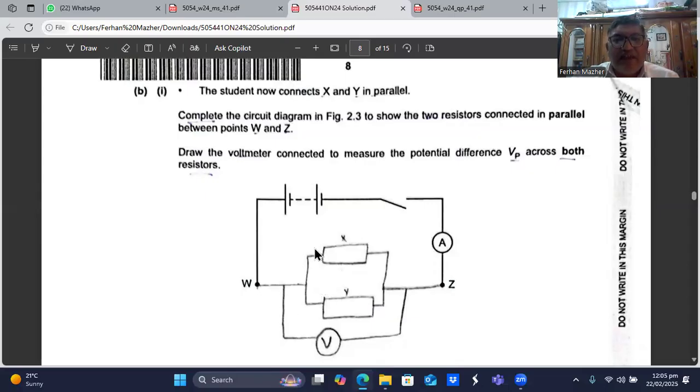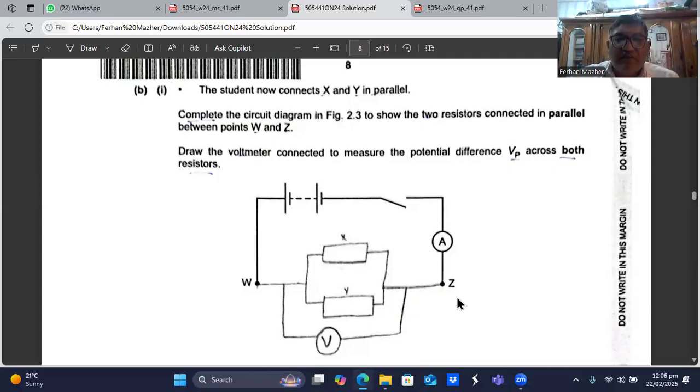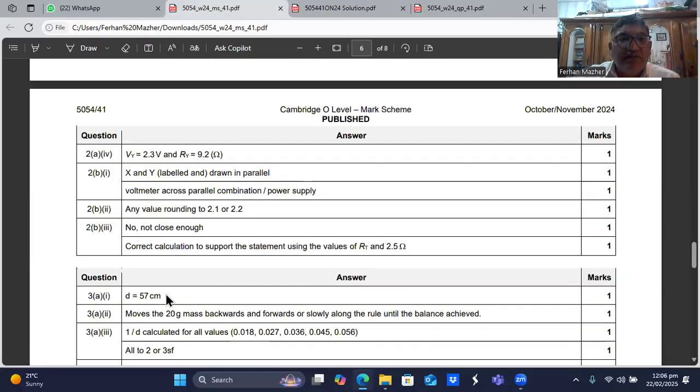So here you can see we have connected the resistor X and the resistor Y. They are parallel to each other between W and Z. And here we have connected a voltmeter in such a way that it will be able to calculate the potential difference, the potential drop across both the parallel resistors, or you can say the potential difference across W and Z. And the ammeter will be telling you how much current is flowing through.